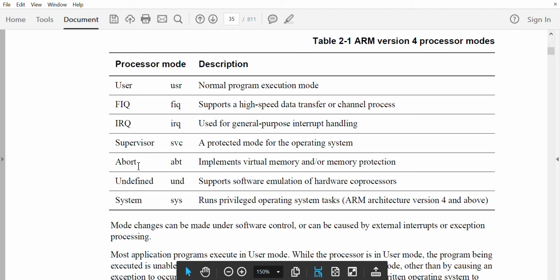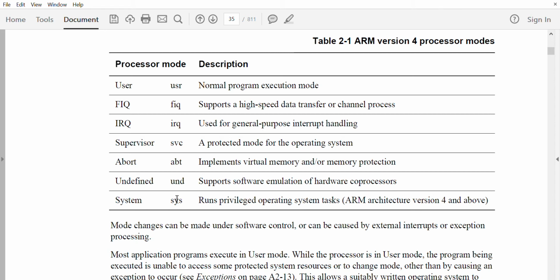Abort mode, or the ABT, implements virtual memory and/or memory protection. So it deals with memory. Okay, deals with virtual memory and memory protection is abort mode. Undefined mode, or UND, supports software emulation of hardware coprocessors. So we'll see a little bit about each of these in the coming section.